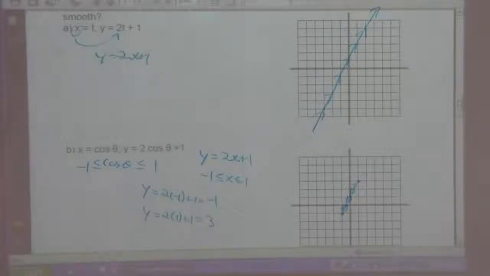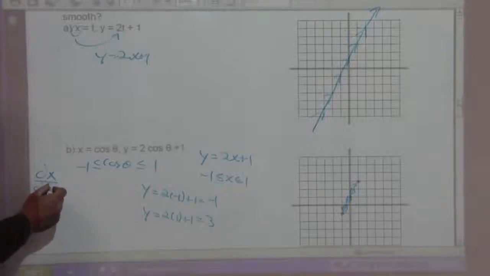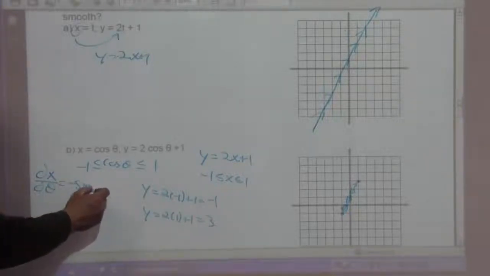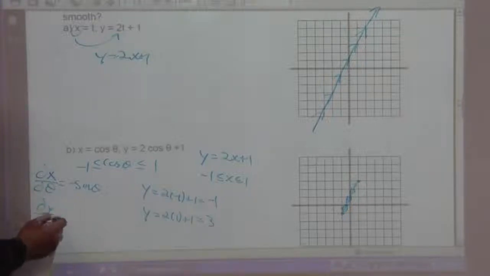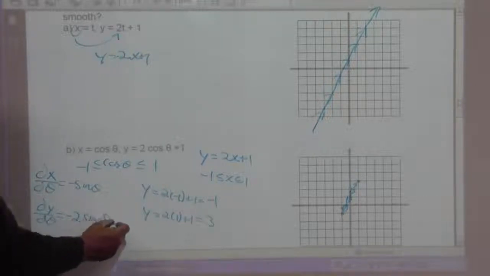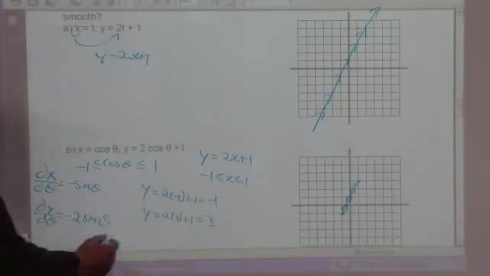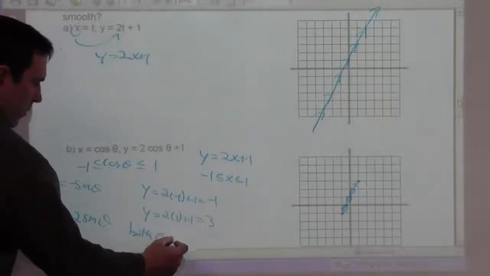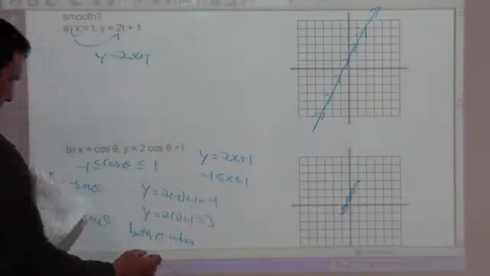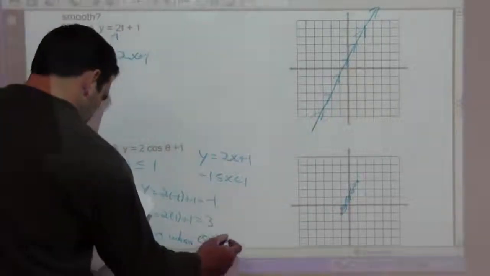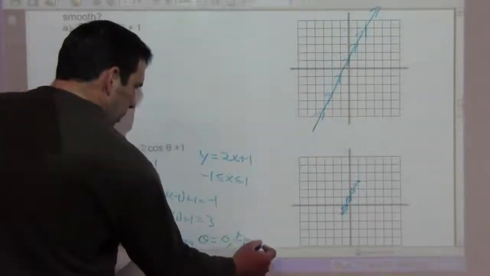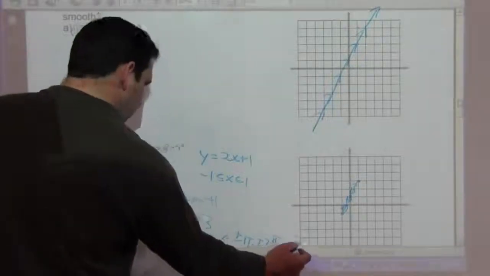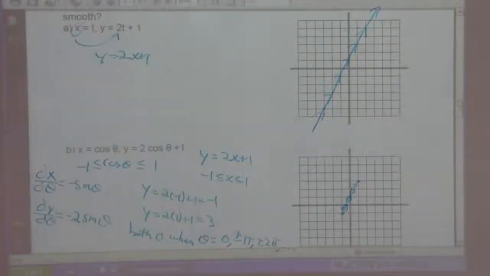Go on to the next page. Our derivative of x with respect to theta is going to be negative sine theta, and the derivative of y with respect to theta is going to be negative 2 sine theta. So these are both 0 when theta equals 0, plus or minus pi, plus or minus 2 pi, and so on, owing to the smoothness of the curve.